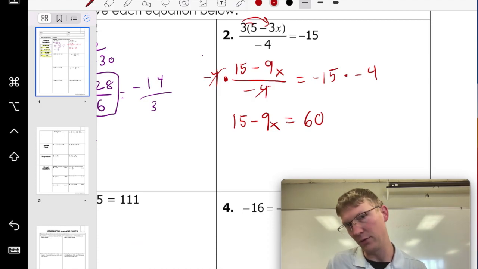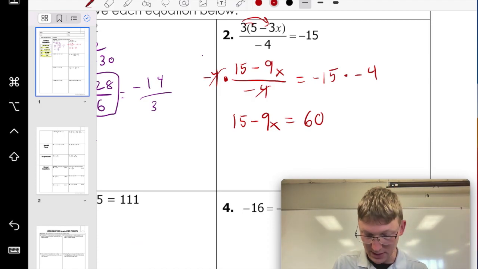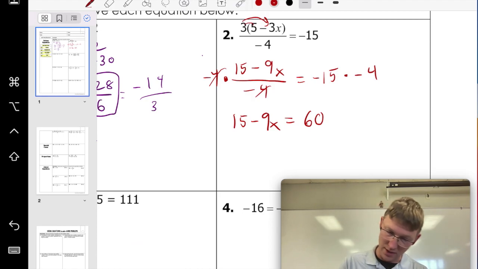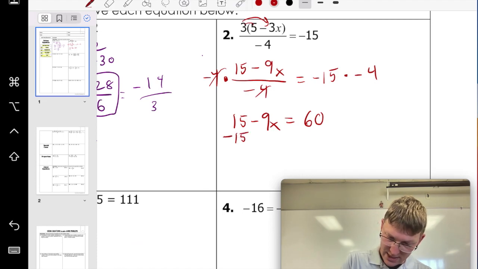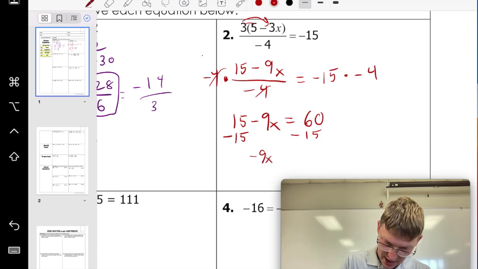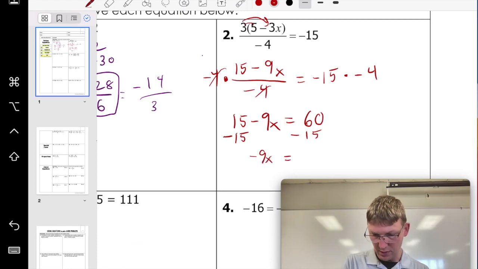I used a calculator for that one. You guys can do it in your head. Great. Can't? That's fine too. So we are still trying to isolate this x by itself. So we're going to subtract 15 from both sides. So we got -9x = 45.